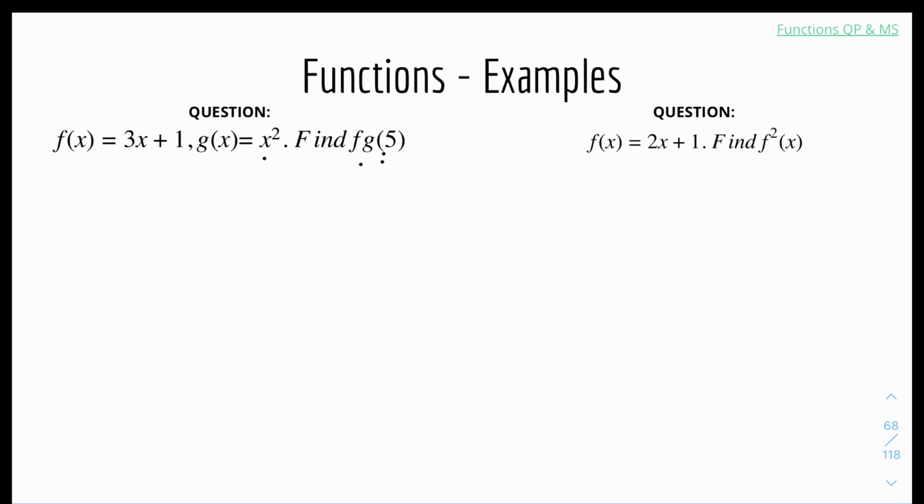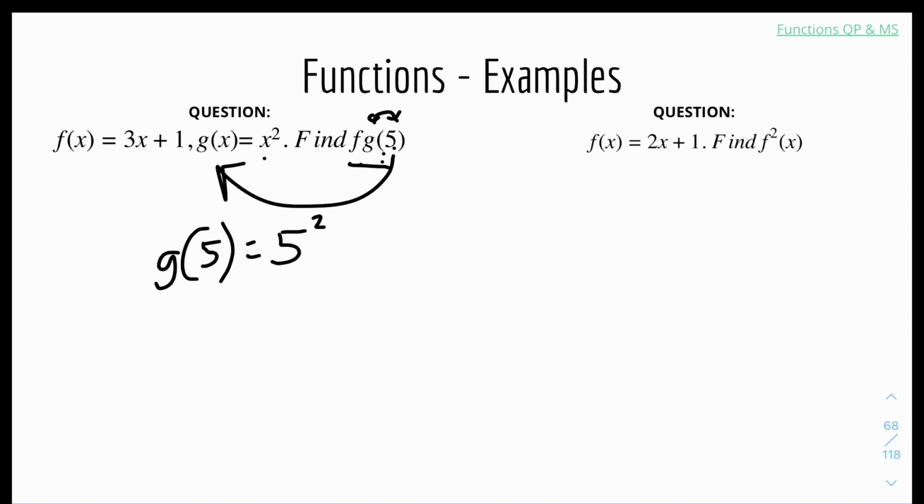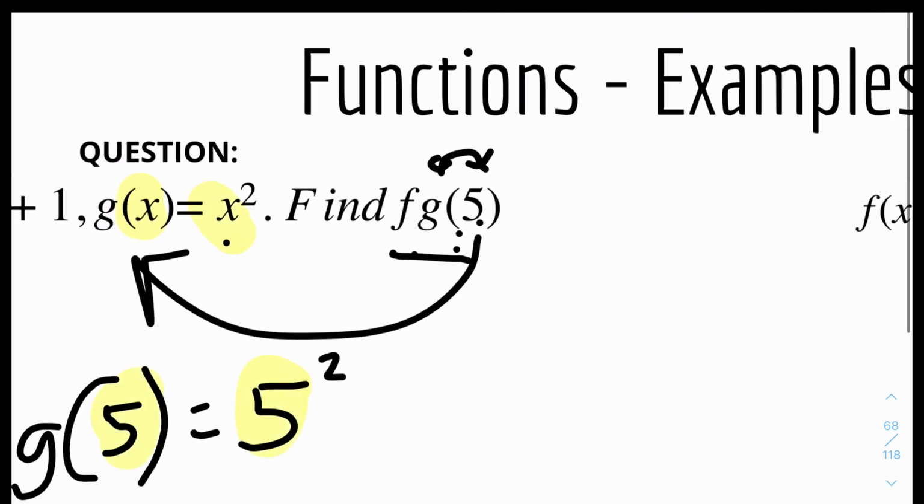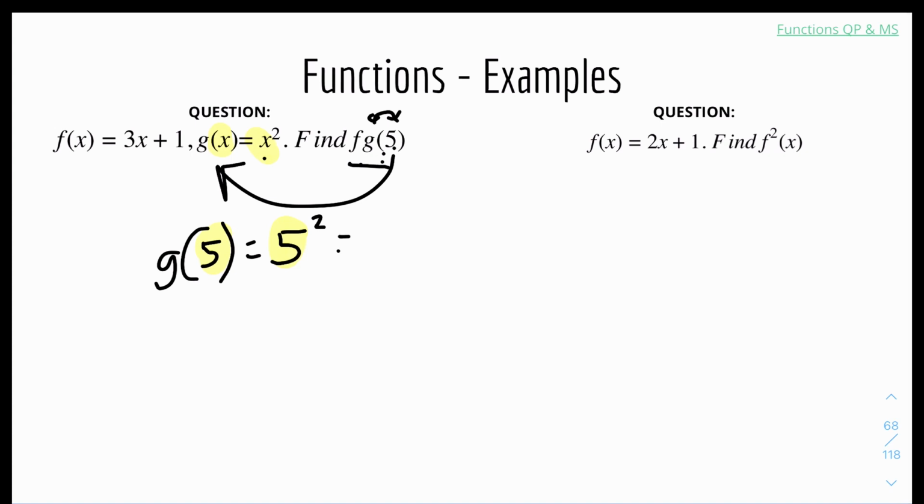What you do first is observe the composite function. This is called a composite function. You look at the function that is closest to the number. In this case, it's g of x, because it's g of 5. So you put 5 into g of x first. So it'll be 5 squared, because you're setting the x value as 5, and this will be 25.